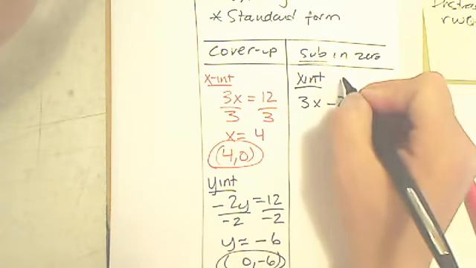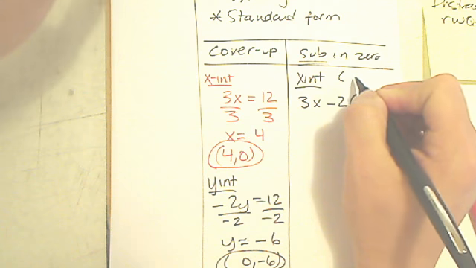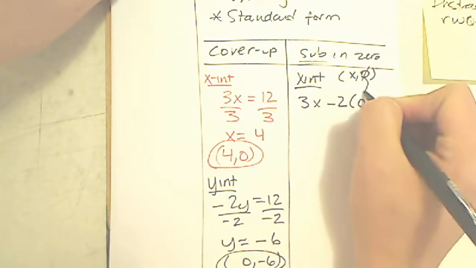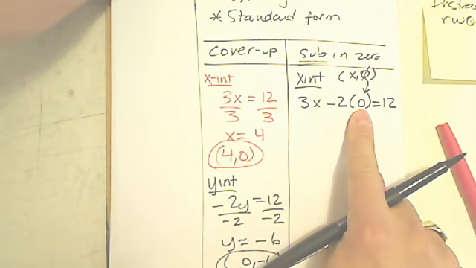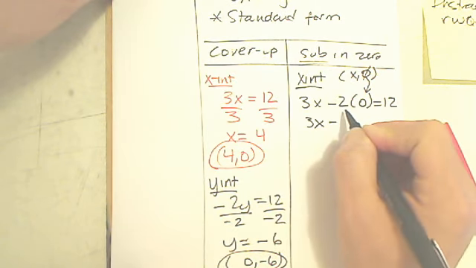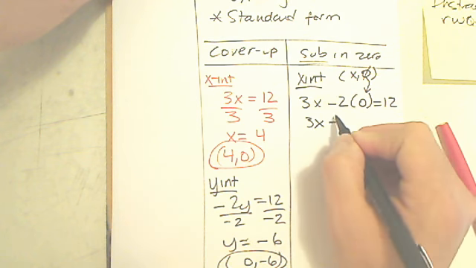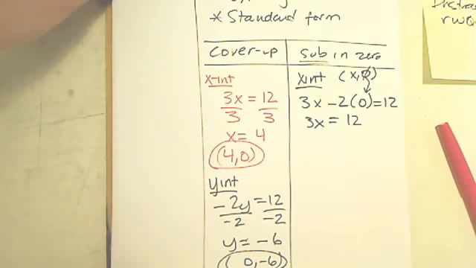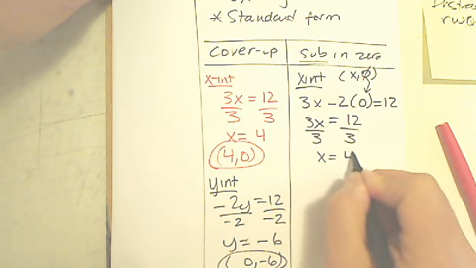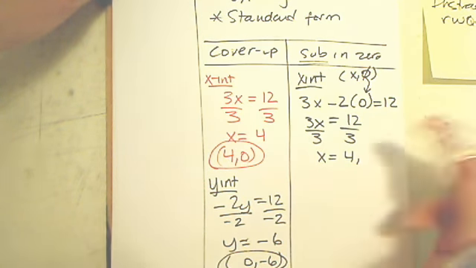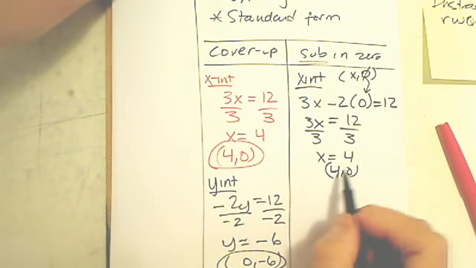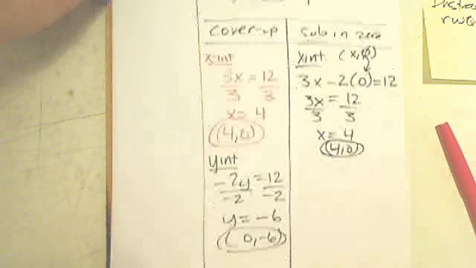Remember, the x-intercept is a number, comma, 0. That's why we put 0 in for y. Well, obviously, 3x minus, what's negative 2 times 0? 0. That just goes away. You still get the same problem. X equals 4. In this case, 4, 0. Same thing. You still get the same answer.